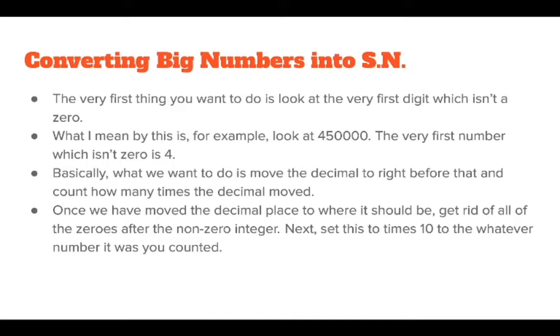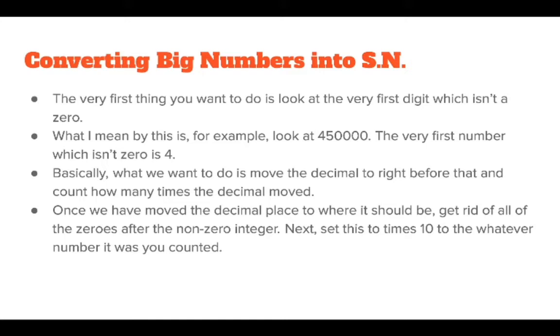The very first thing you want to do is look at the very first digit, which isn't a 0. What I mean by this is, for example, look at 450000. The very first number, which isn't a 0, is 4. Basically, what we want to do is move the decimal to right before that and count how many times the decimal moved. This might sound a bit complicated at first, but hopefully, as we work on it more, you will understand it.